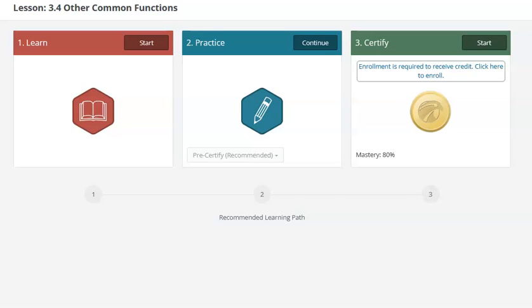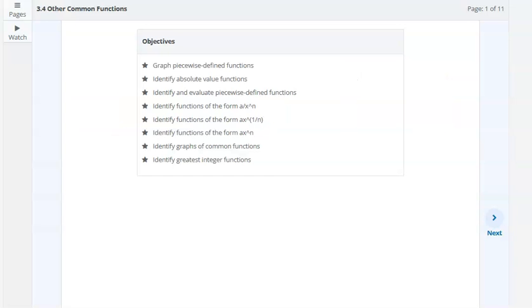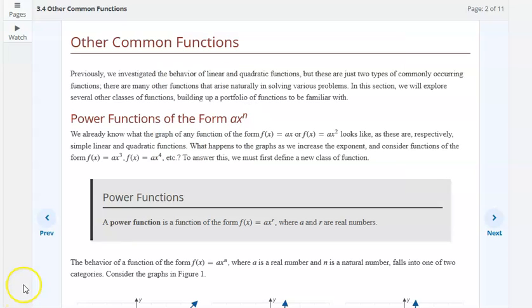Going on now to topic 3.4, other common functions. And in the upper right corner here, I should have a circle with an eye in it that gives you some background as a little review of what will be taught here. Here are the objectives, and we'll get started shortly. Again, you want to take some good notes, pausing as needed.